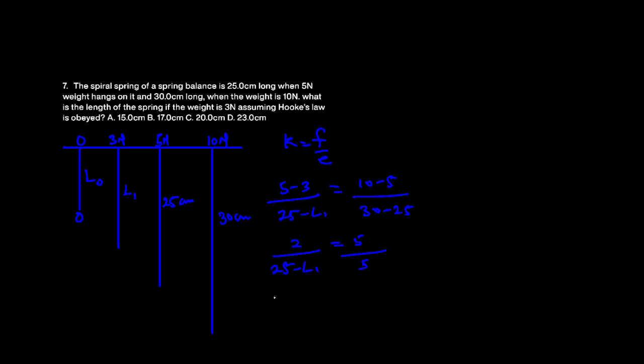So if I cross multiply, I have 10 equals 25 times 5 minus 5 times L1. So 25 times 5, that's 125, right? Yeah, that should be 125. 5 times 5 is 25, 5 times 2 is 10. So yeah, that should be 125. All right. So 5 times that, that's minus 5L1. Okay. Am I right? Okay, I think I did.